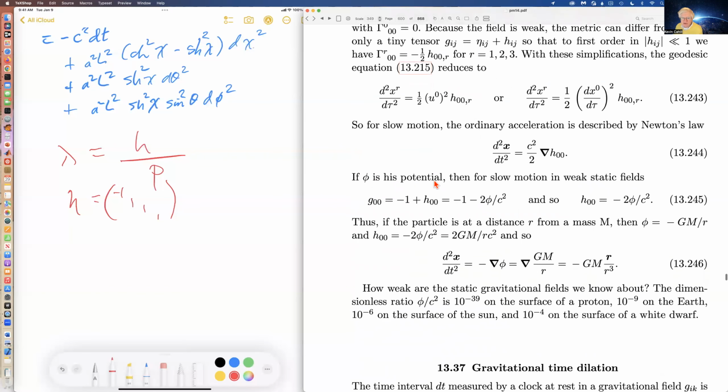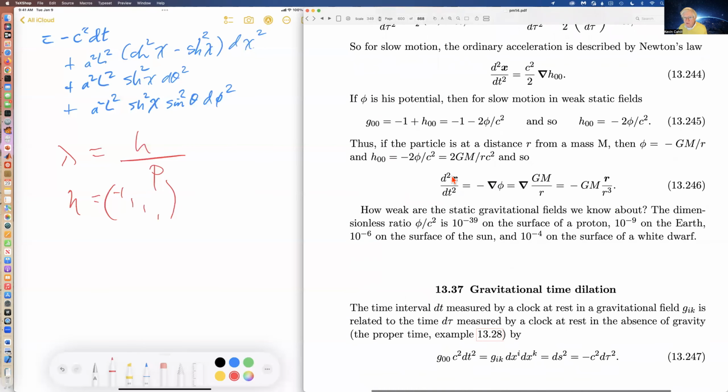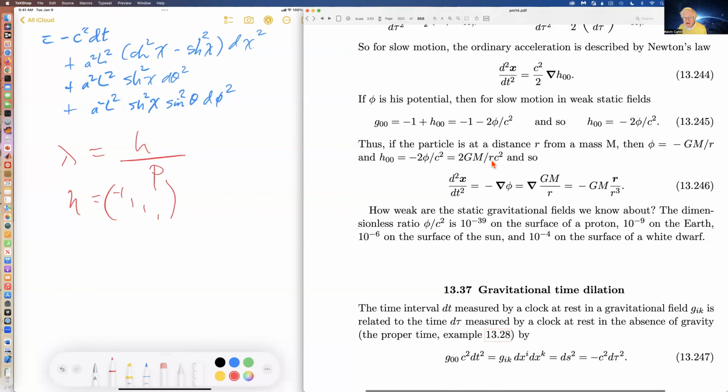So if phi is Newton's potential, then what we say is g00 is -1. I'm using the metric where g00 is essentially -1 plus h00, and that's -2 phi over c squared, and so h00 is this. And so what do we get? Well, the Newtonian potential is minus GM over r, and we just recover Newton's law, of course.